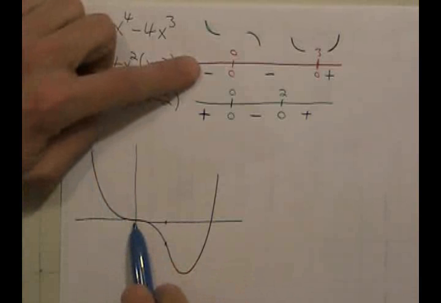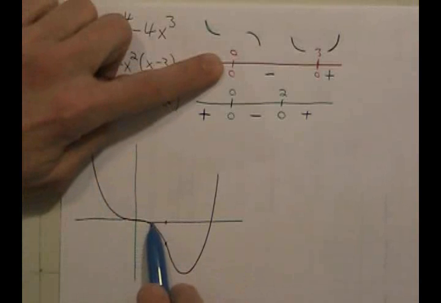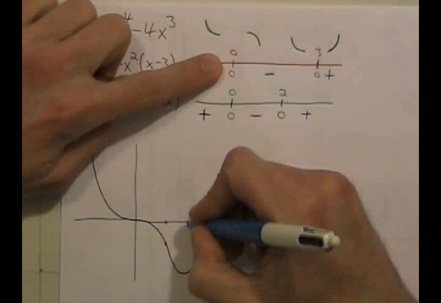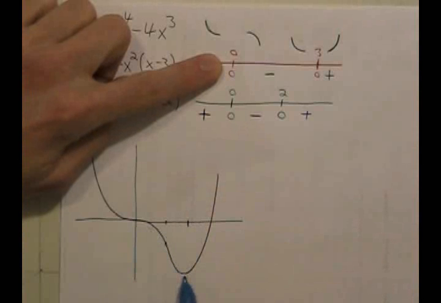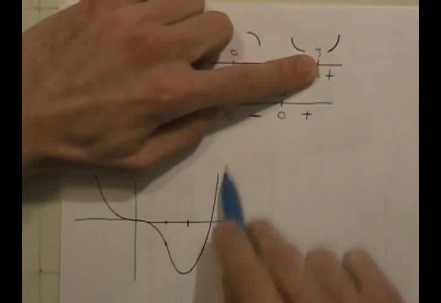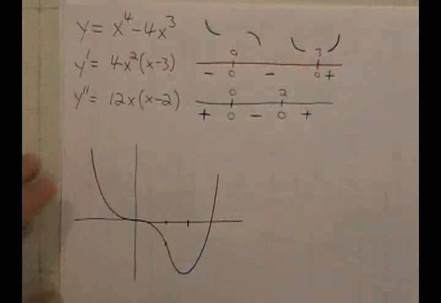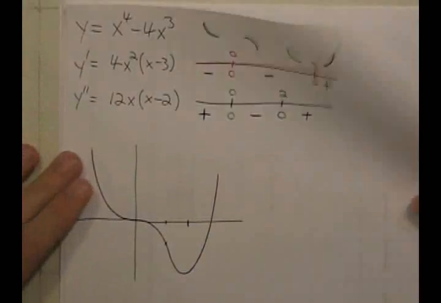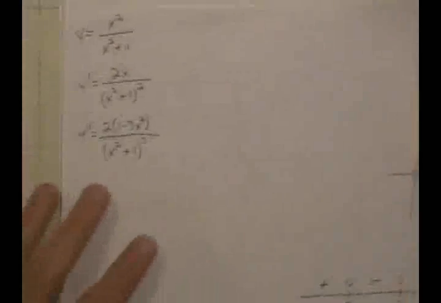Decreasing up until 0, more decrease up until 3, so this must be the 3 here, right? Decreasing here, and then after 3 it's increasing again. So this is what that one looks like, and that's one example. The other example I have is a rational function.